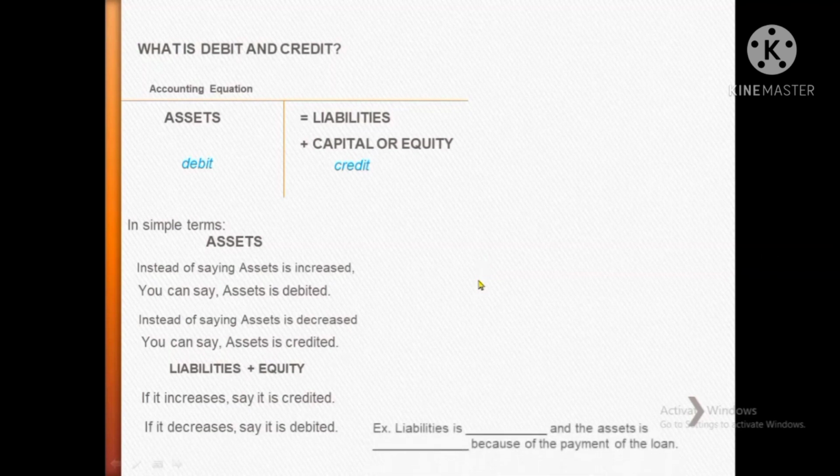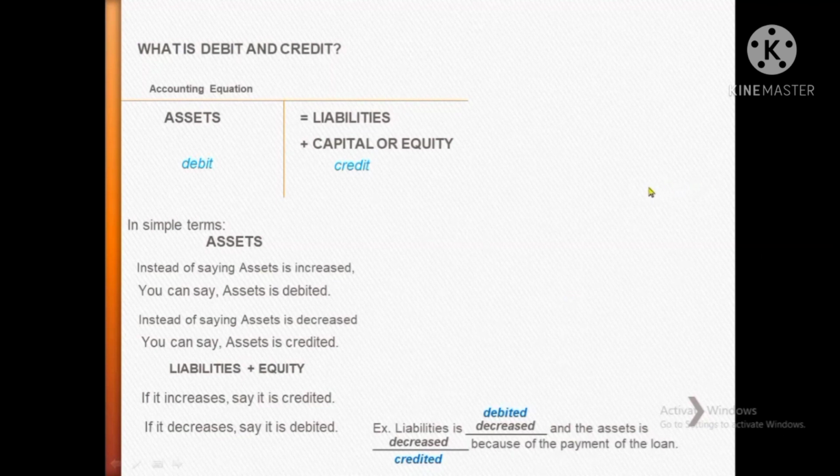So in the statement, liabilities is blank and the assets is blank because of the payment of the loan. When we incorporate what we have learned in the past video, we can say that the liabilities is decreased and the assets is decreased because of the payment of the loan. But if we incorporate what we have learned so far in this video lecture, we can say that the liabilities is debited and the assets is credited because of the payment of the loan. So I hope you got it.